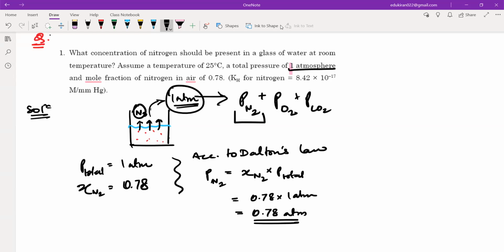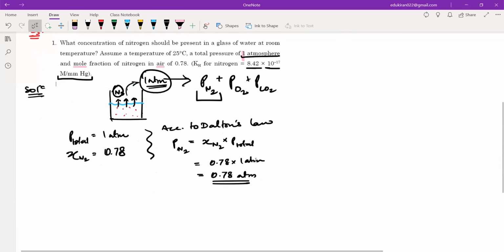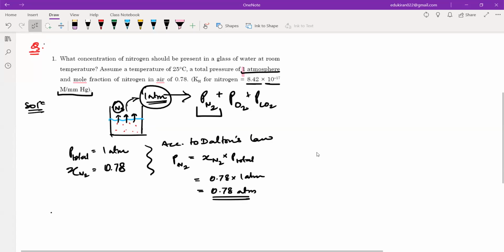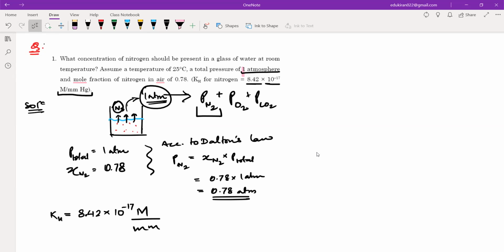Okay, fine. Now the next thing that they have given is the KH of nitrogen, which is 8.42 into 10 to the minus 17. Now you see the unit that they have provided here. So they are saying KH is equal to 8.42 into 10 to the power minus 17, in units of m divided by mm of Hg. If you look at the units, they are saying that KH is equal to how much? Concentration upon pressure.